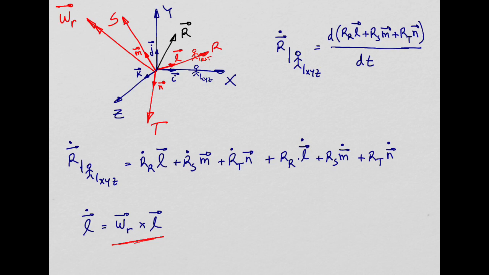Okay, so I can also say that m dot is going to be WR cross product with m, and n dot is WR cross product with n. For the same reason, right? They are also in circular motion. And I can now replace all of this.